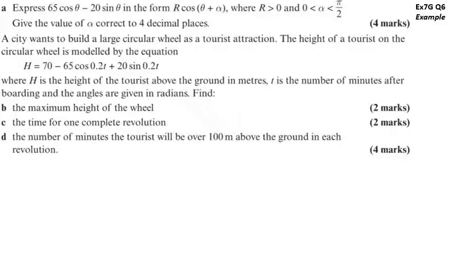The final thing I want to go through is an example of a modeling question, partly because they look so meaty and scary, but they're really quite straightforward once you get into them. This tool is such a powerful tool that it allows us to solve these things that would otherwise be really complicated and/or impossible. So we'll start with this. Express 65 cos theta minus 20 sine theta in the form r cos(theta plus alpha).